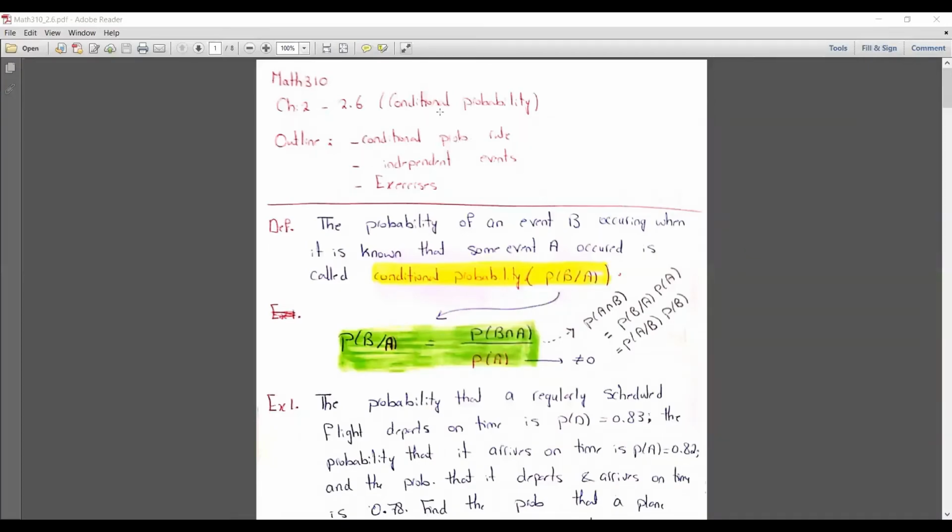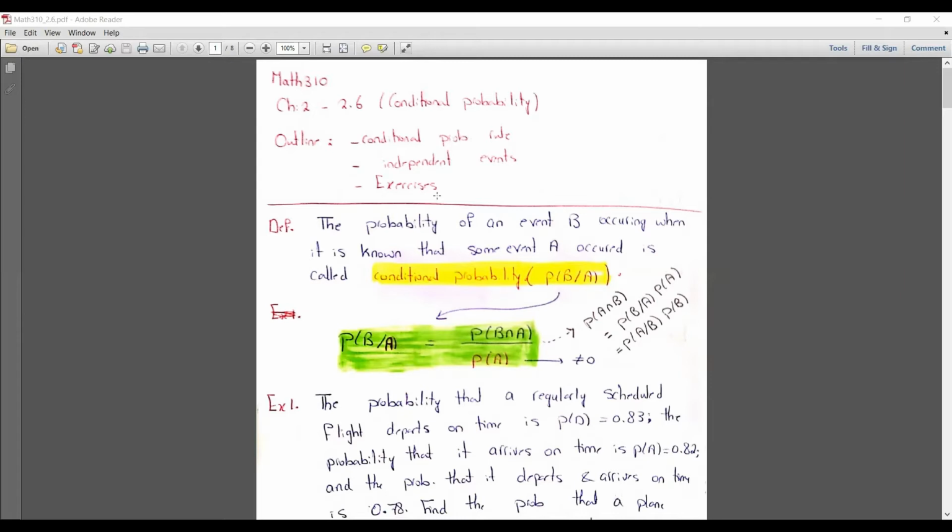Today we're going to discuss conditional probability. Mainly, we're going to give a rule for conditional probability, solve direct examples on it, and we're going to introduce or define independent events, and finally, we're going to solve some exercises.